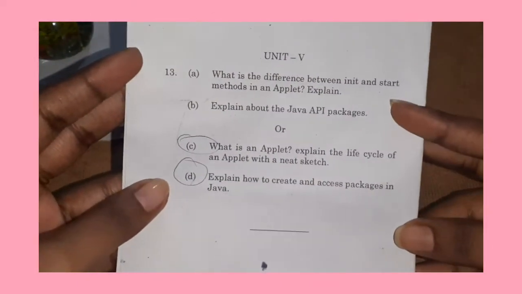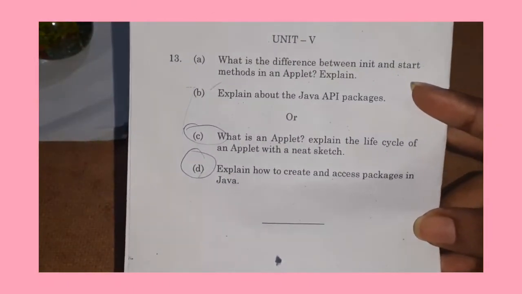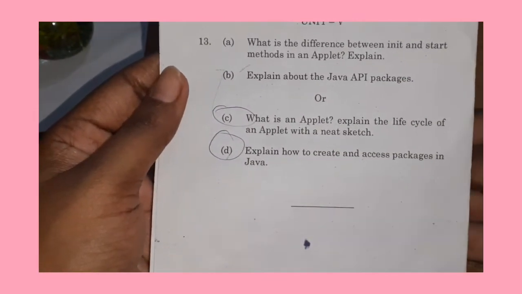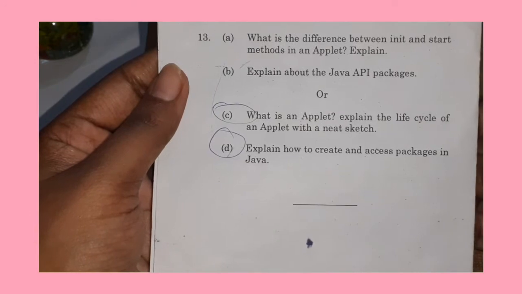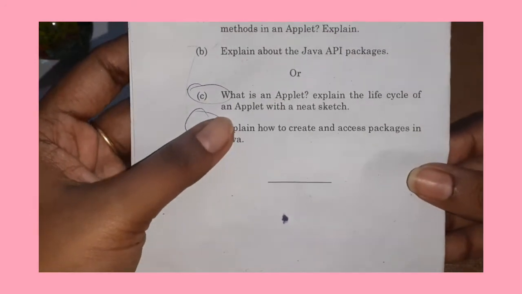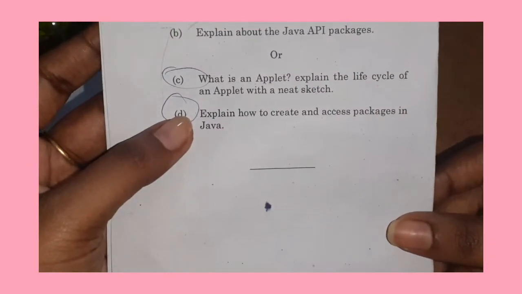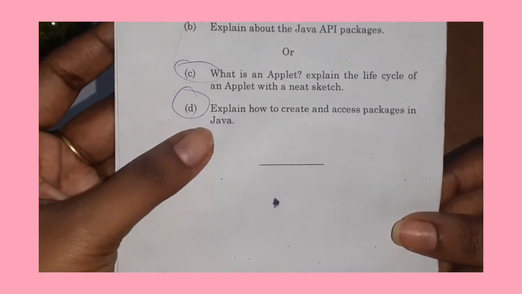Moving on to the 13th and last question. What is the difference between init and start methods in applet? Explain about the Java API packages, or what is an applet? Explain the life cycle of an applet with neat sketch. Explain how to create and access packages in Java.